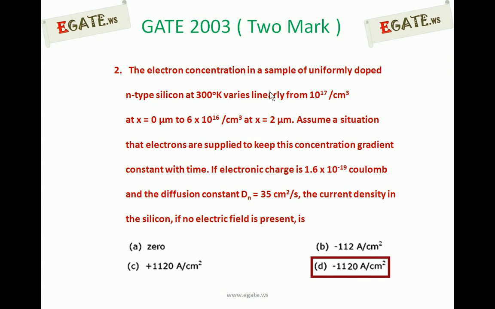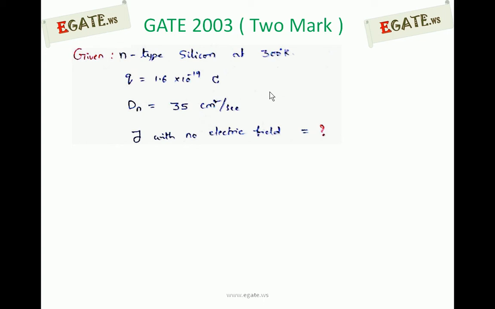We will see the details now. Given that the electron concentration in a sample of uniformly doped N-type silicon varies from 10 power 17 to 6 into 10 power 16, where the distance is from x equal to 0 to x equal to 2 micrometers. Other information given is N-type silicon at room temperature, Q, the charge of electron, is 1.6 into 10 power minus 19 coulombs, Dn, the diffusion constant of electrons, is 35 centimeter square per second. J, the current density with no electric field, we need to calculate.